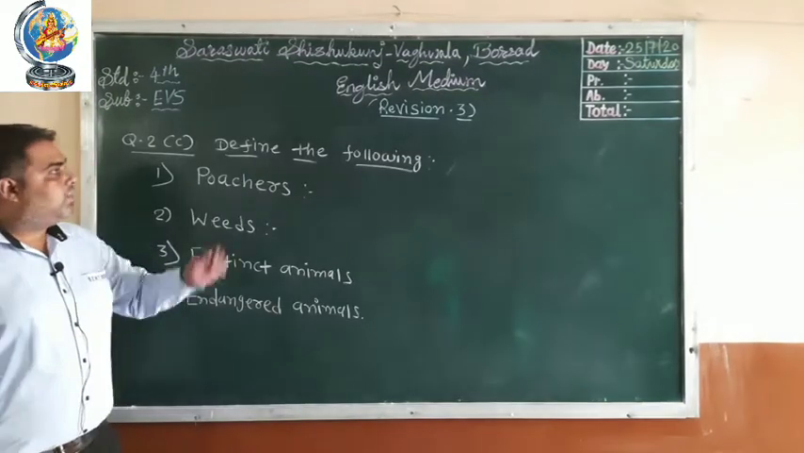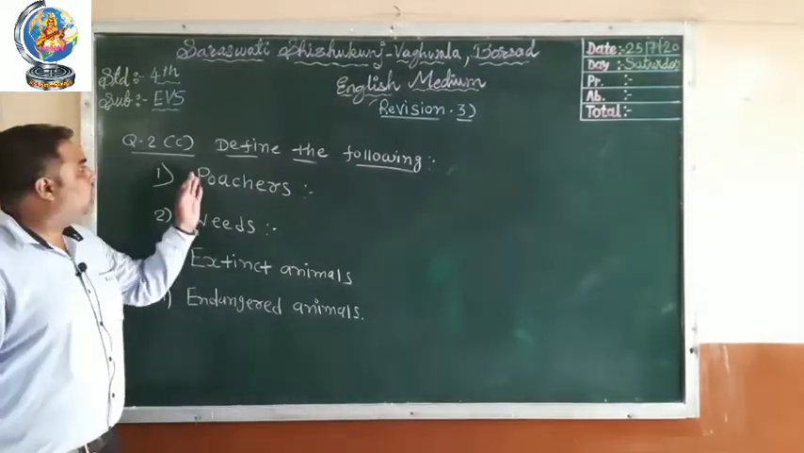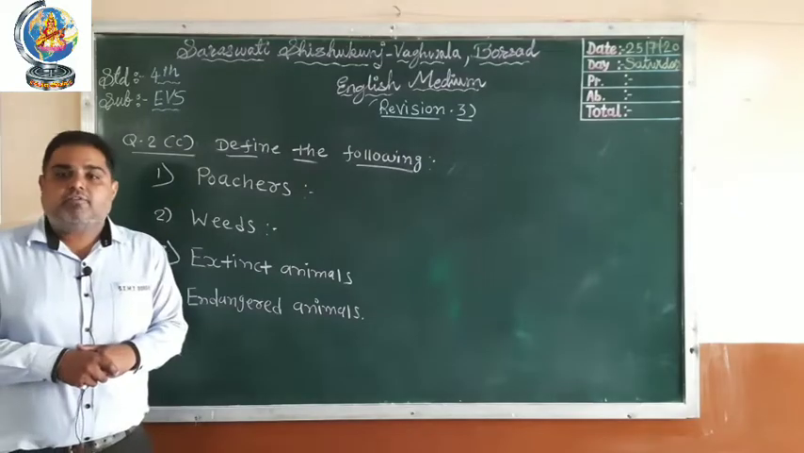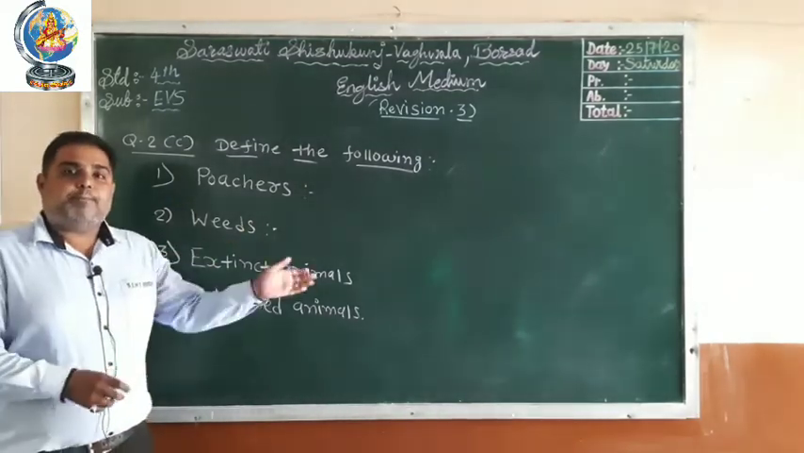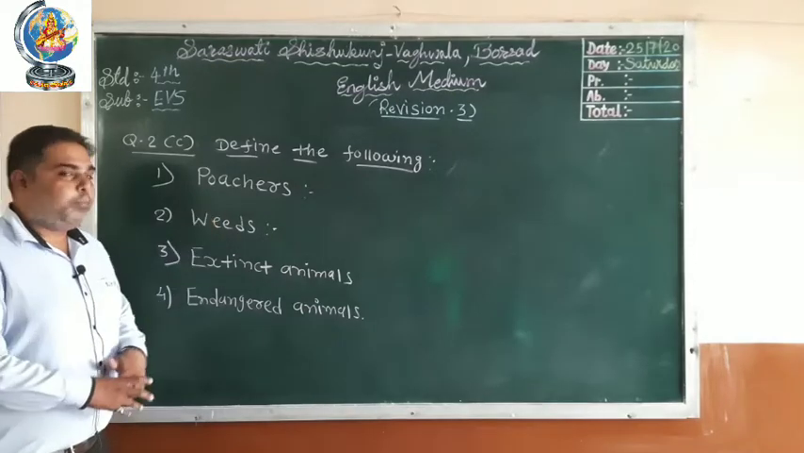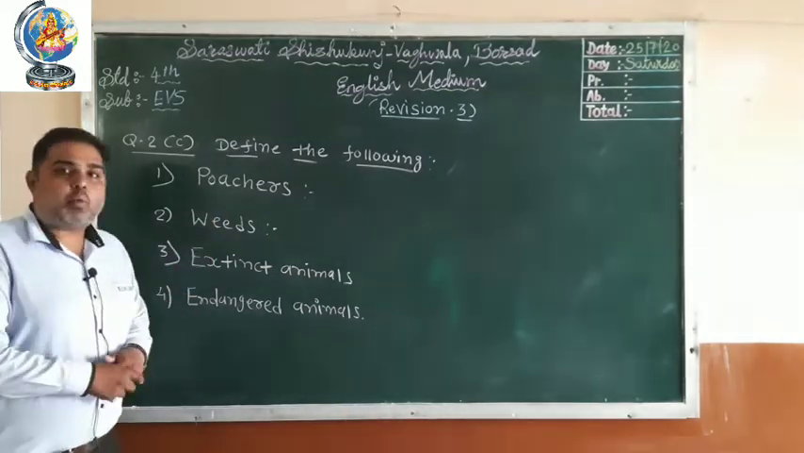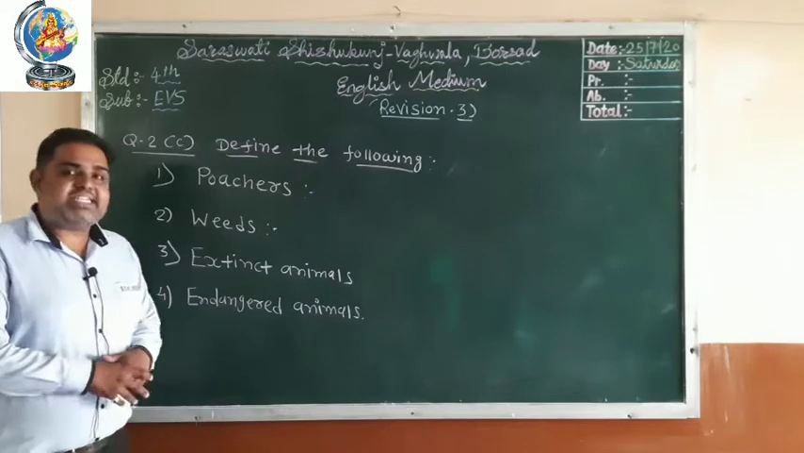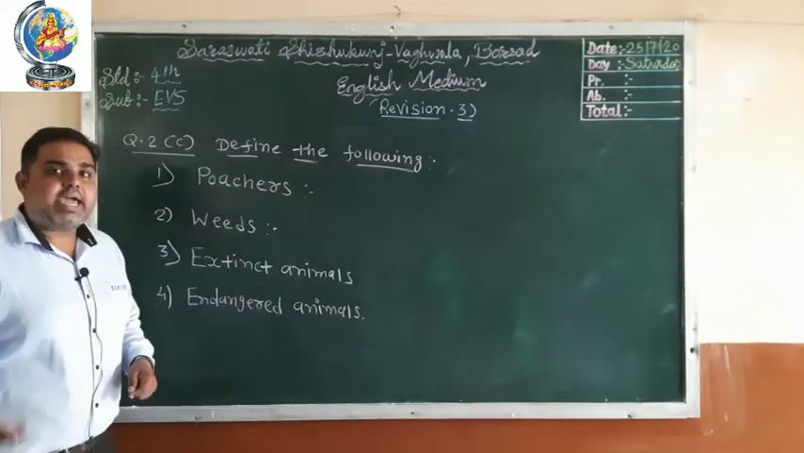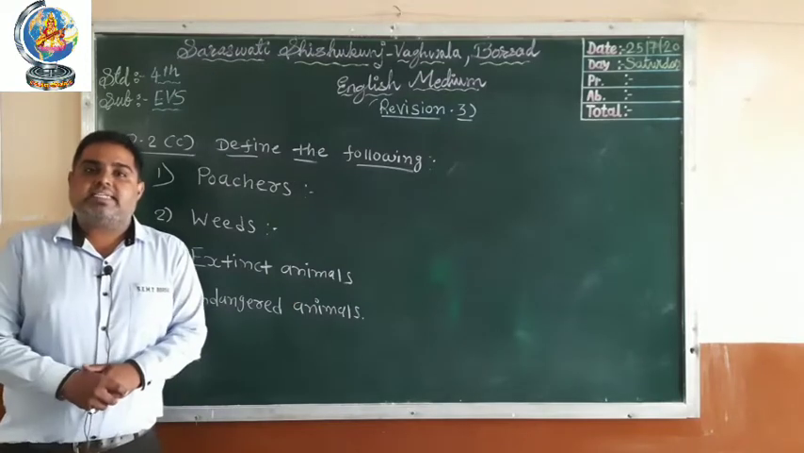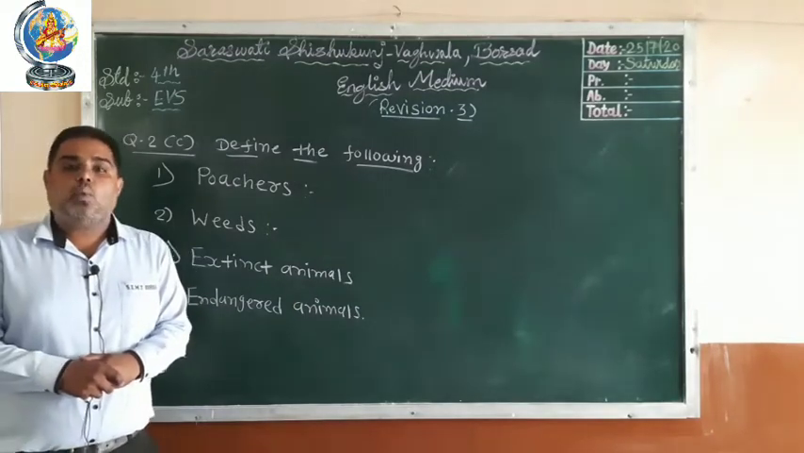So students, now the next question is question number 2C. Define the following. Here you have to define the following points. First, poachers. Second, weeds. Third, extinct animals. And fourth, endangered animals. So students, let us learn them one by one.